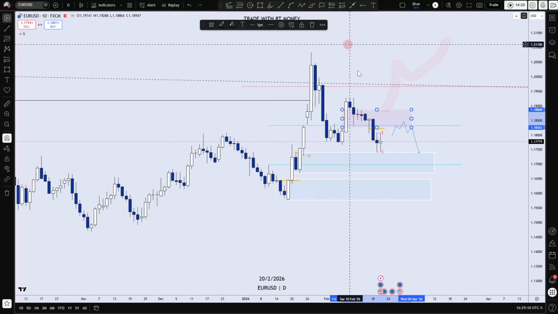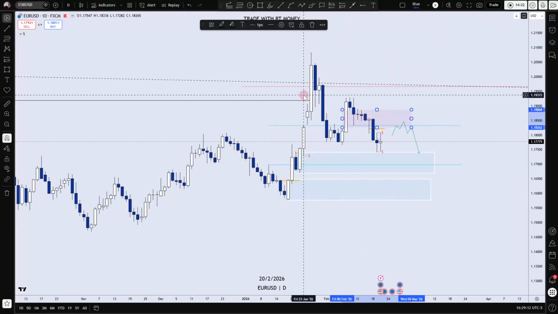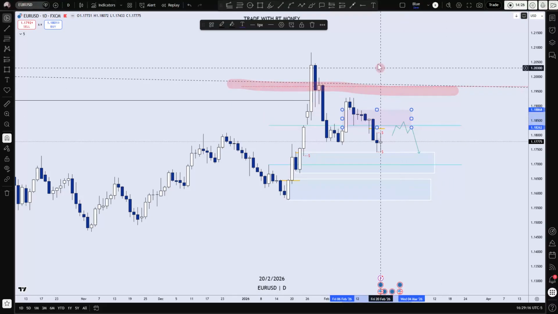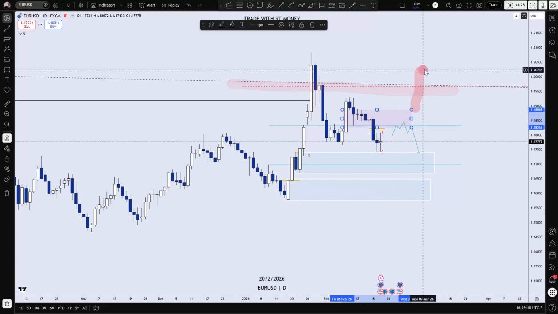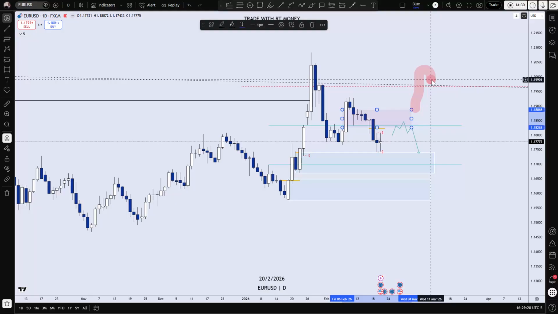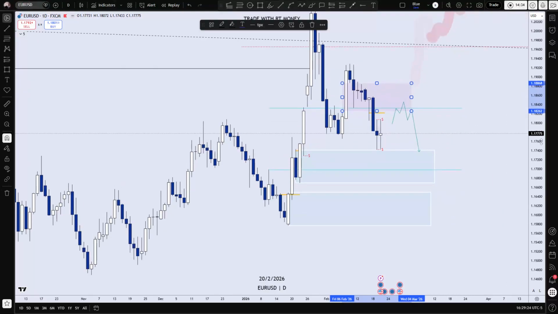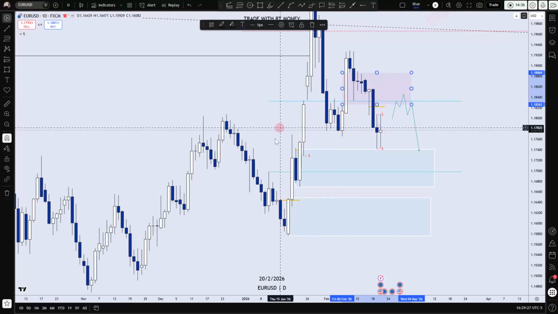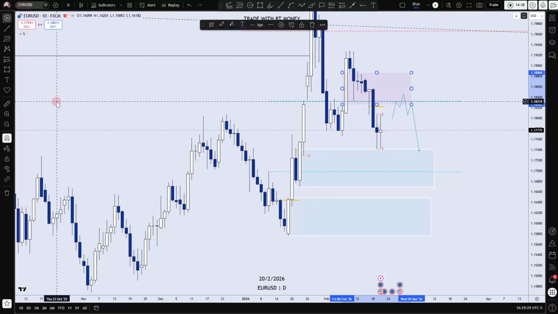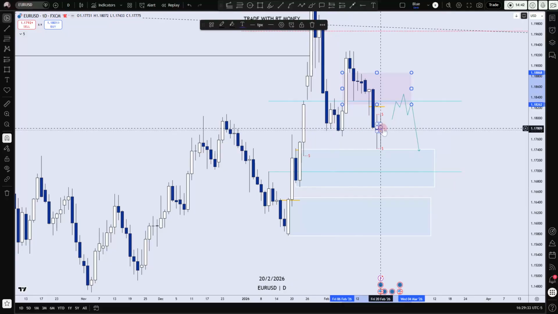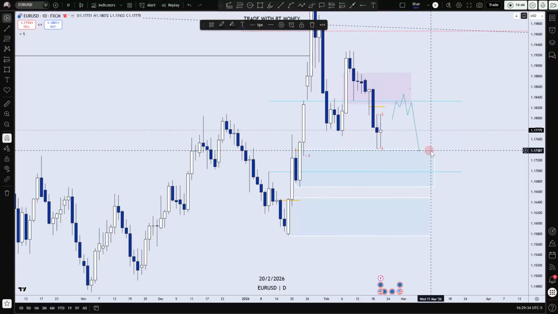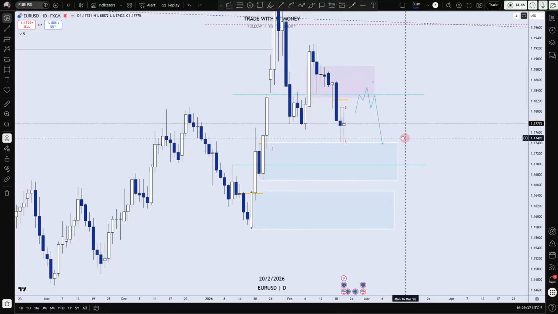I want to see some confirmations when we get past. Remember this red dotted line, if we get a close past that, that's when I would start thinking about buys. But until that happens, that's that wick from the weekly time frame. Until we get a close past that, I'm not going to be looking for longs yet. I would definitely be looking for the buy model.